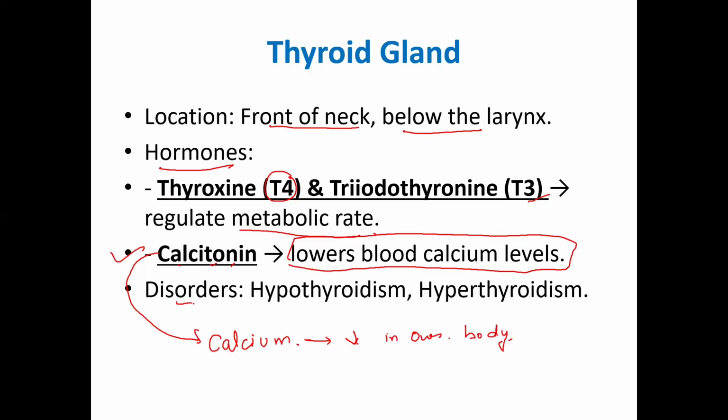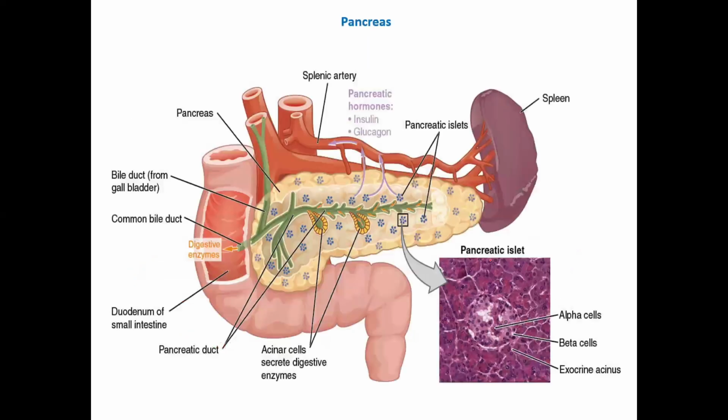Right. Disorders: sometimes hypothyroidism, where thyroxine is not produced, and sometimes the amount of thyroxine is very high. This is called hyperthyroidism.